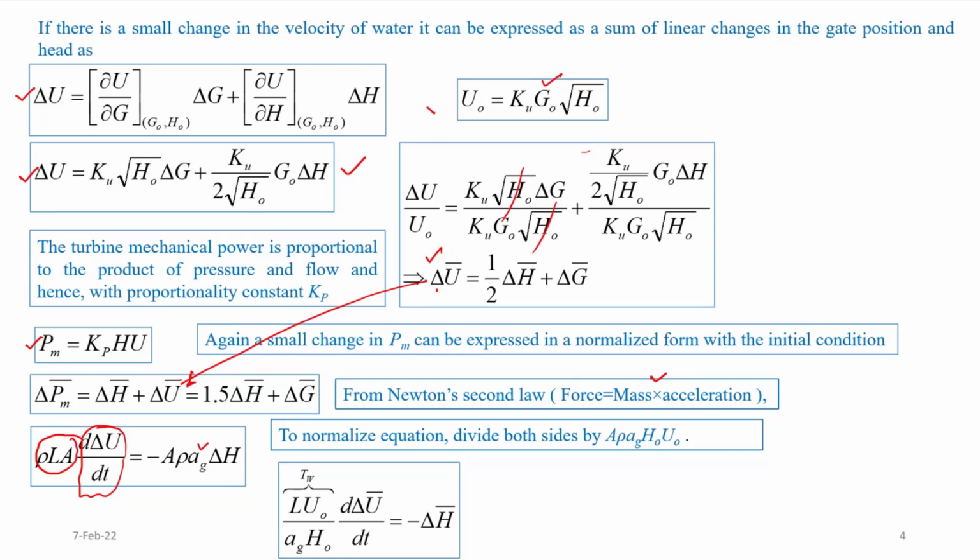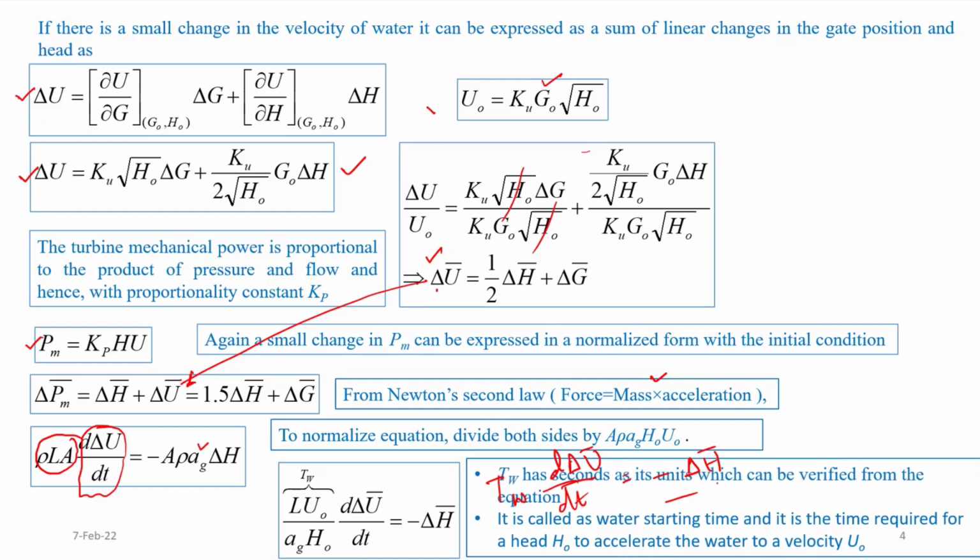Now the equation will become TW d by dt of delta U bar equal to minus delta H bar, right? So this will be the equation. Now TW has seconds as its unit, which can be verified from this equation. It is called the water starting time, and it is the time required for a head H0 to accelerate the water to a velocity of U naught.